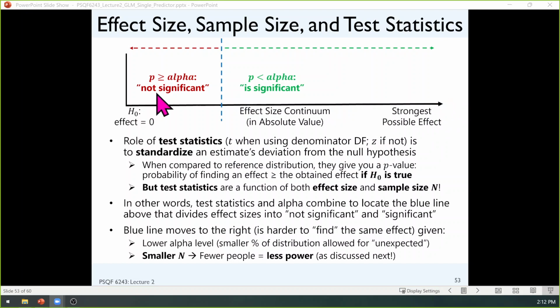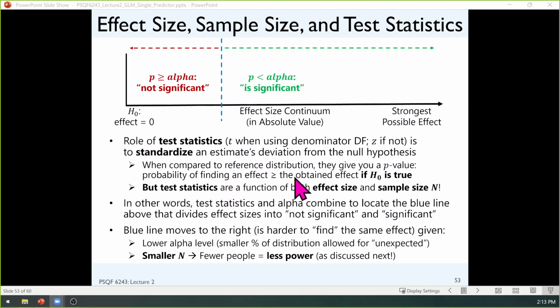The relationship between whether or not a given effect is significant is determined by your sample size. So there's an arbitrary line in the sand, this blue line right here, where if you have enough people, then that effect size would be declared significant, and if you don't have enough people, that effect size would be declared not significant. So test statistics that we use to assess whether or not we have a significant slope are a function of effect size and sample size. So they're conflating two different things, which is why we want to report effect size and not just significance.